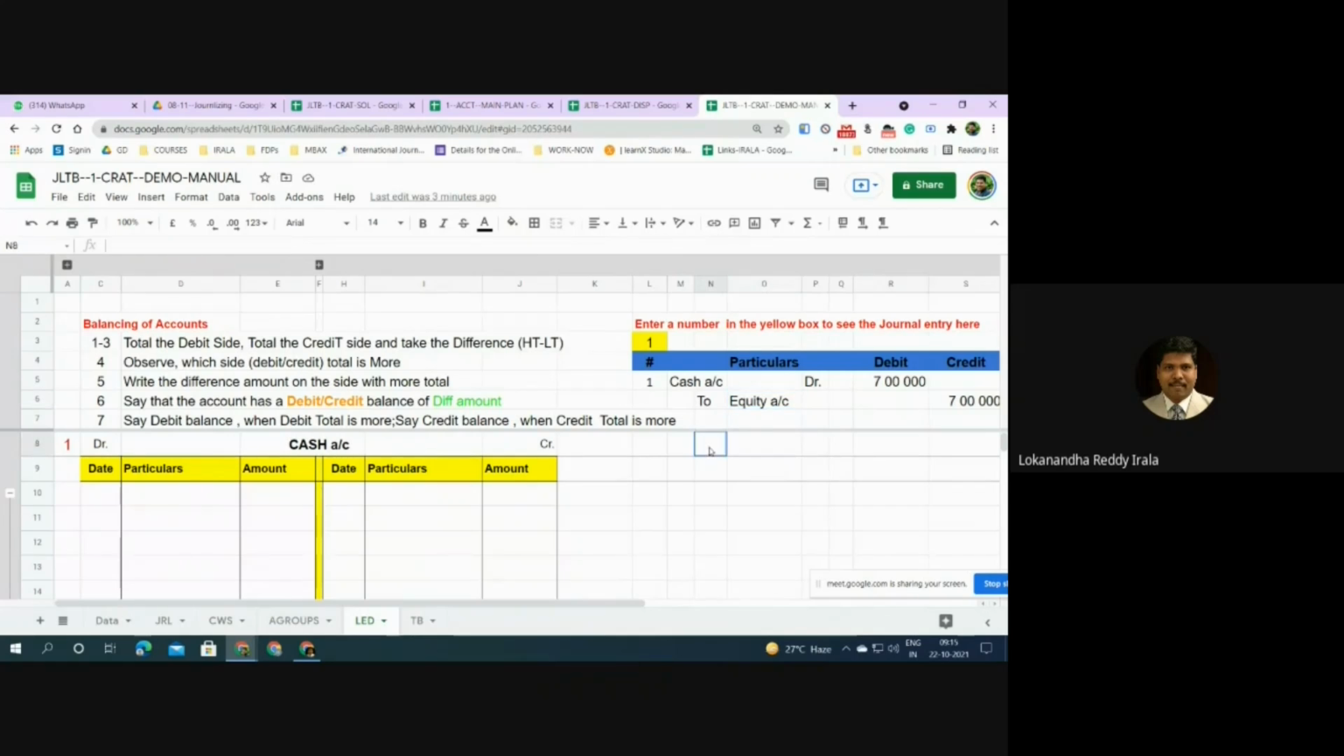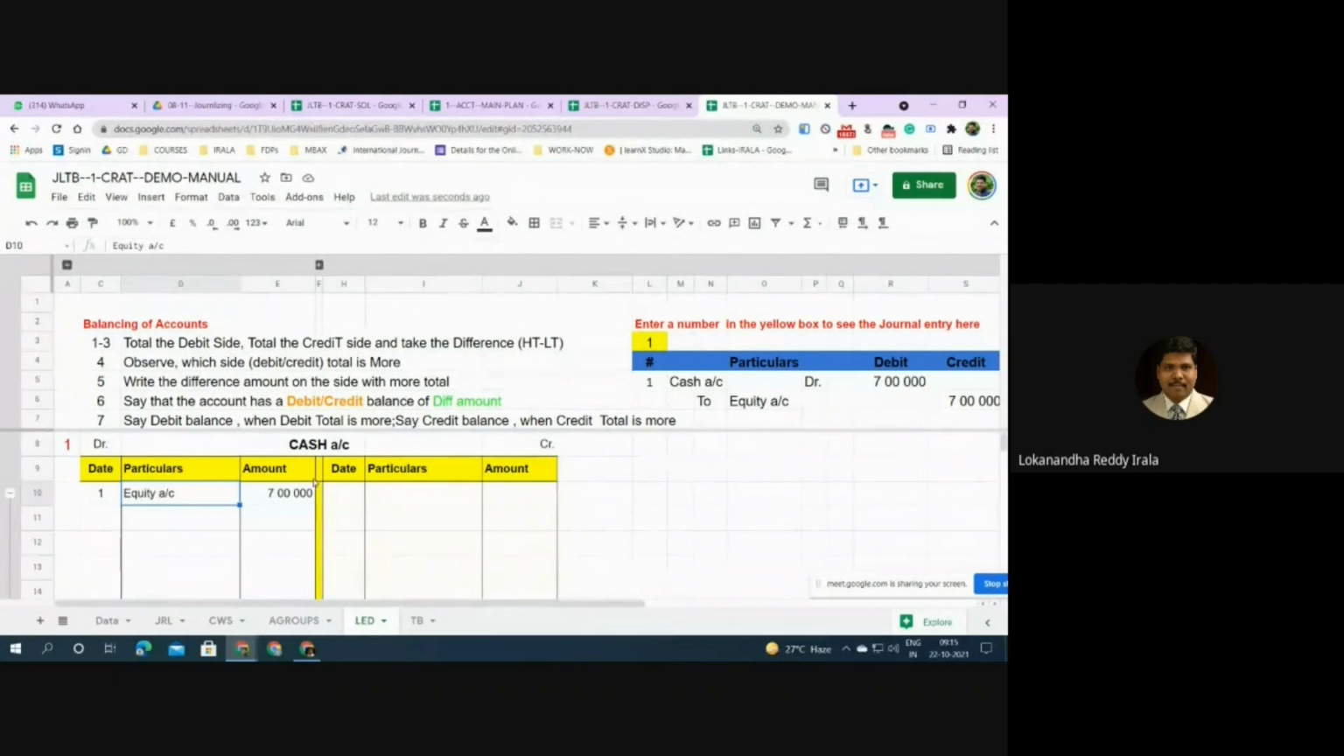Then what do we mean by posting? If a particular account is debited, cash account is debited, you simply write it on the debit side of the cash account, that amount, 7 lakhs. Of course we write the date, which is 1. And in particulars, we write, this is because of equity. Why do you have an entry in cash account of 7 lakhs on the first of the month? It is because of equity account. The counterpart will be written here.